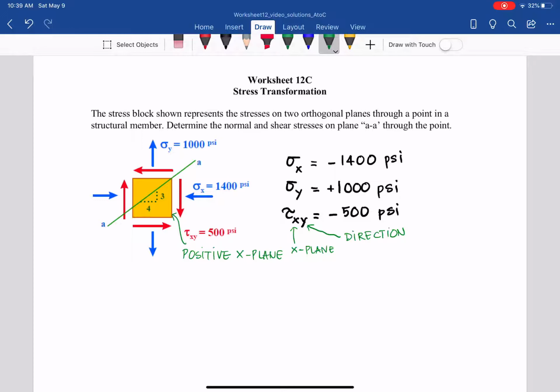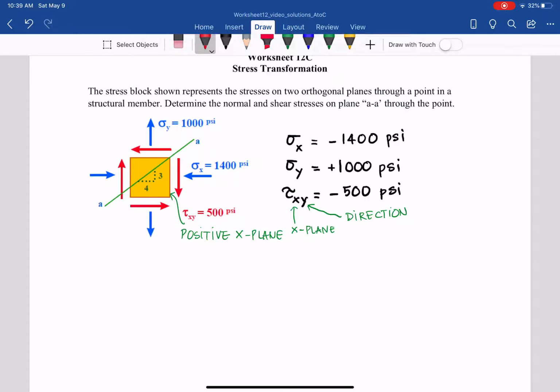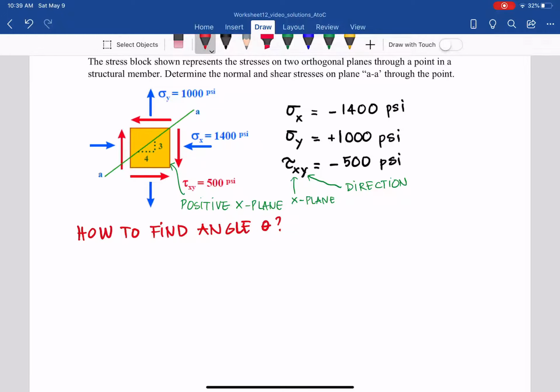So, to find out the sigma x apostrophe for the AA plane as shown, we need to find out theta. So how do we find angle theta? I'm making it very slow here so that you can see how to define all of that information. By definition, the angle, I write it down here as I stated earlier, the angle theta is defined as what? What is the definition of theta?